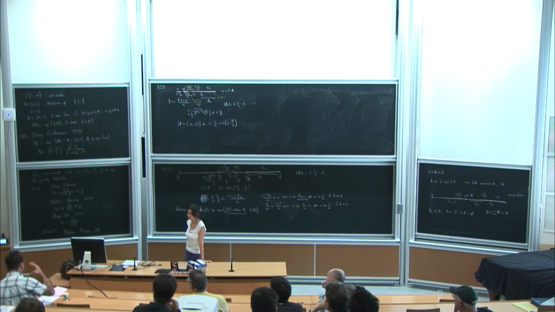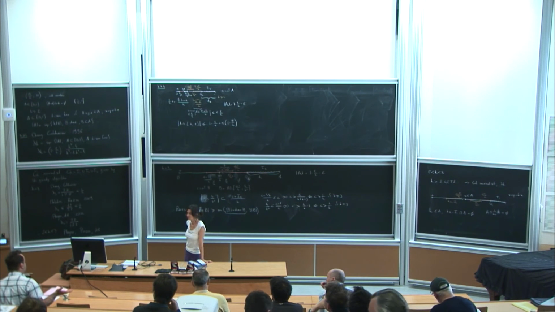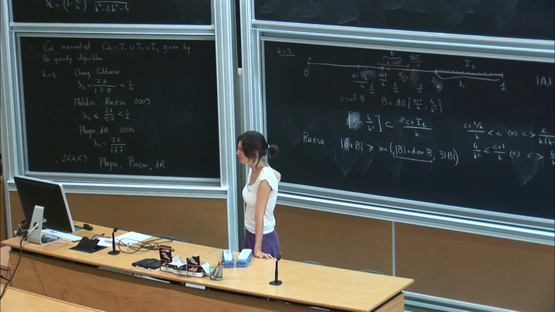Yes. So why are you asking? We don't know what lambda k is. I don't know anything about lambda k. We have a formula for k larger than 3. But for k close to 2, we don't know how it behaves.